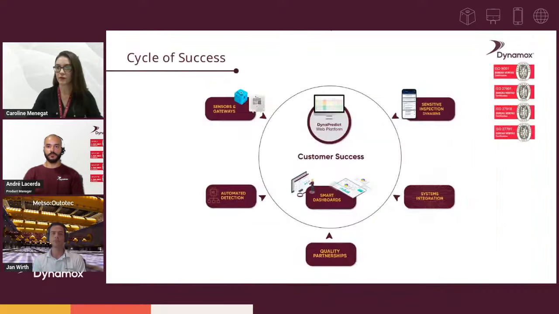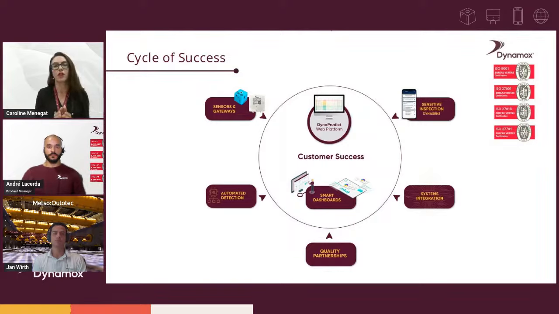Next, so far we have talked about the hardware part. We haven't focused on anything else than the hardware. Now it's time to show how that helps deliver value to our clients. Here we built what we call a cycle of success, and our main goal is always to achieve customer success. We believe that in the case of vibrating screens, we can do that through our main web platform, which is called DynaPredict. We'll show some graphs that can be obtained.